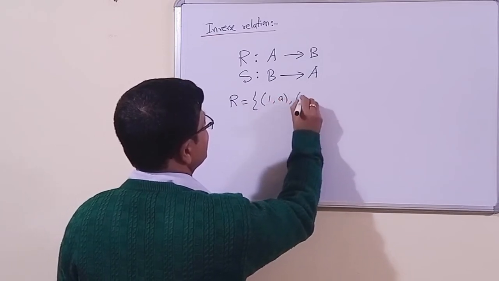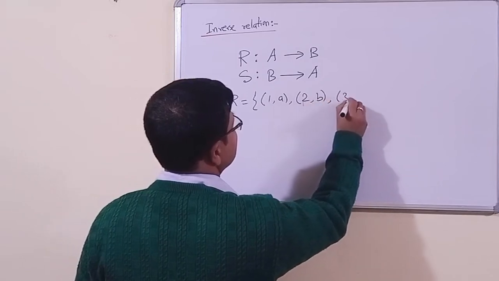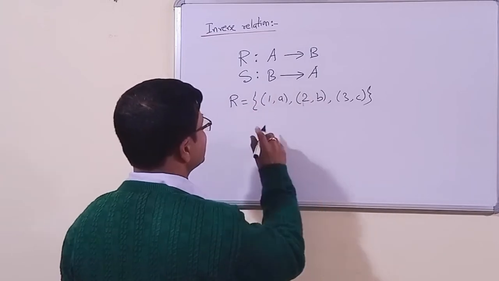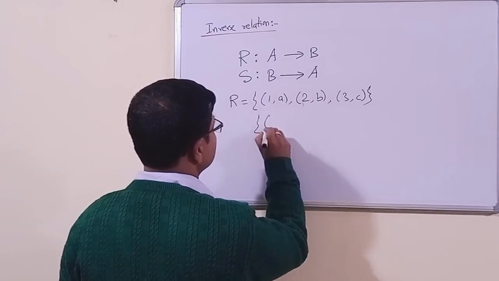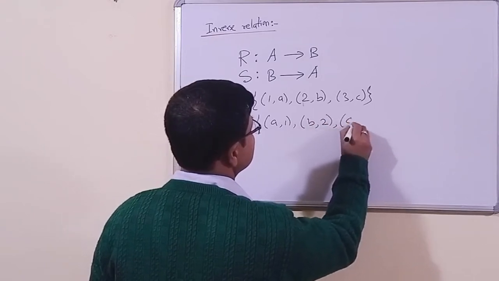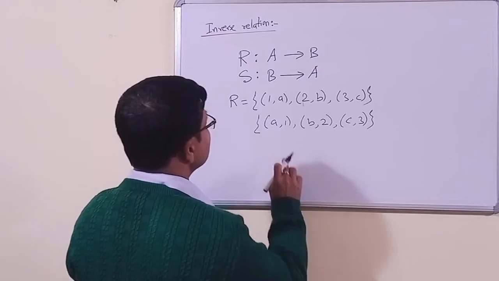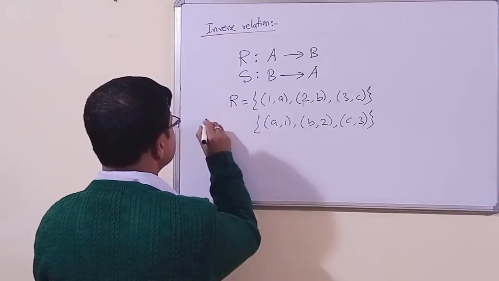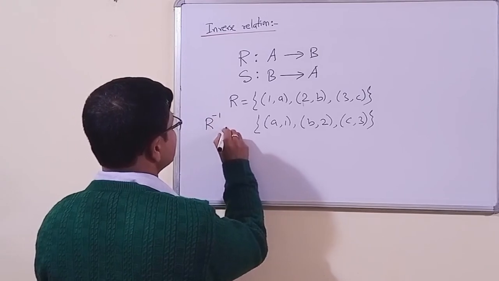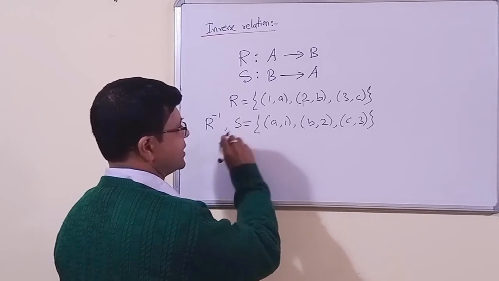Suppose we take a relation: (1, A), (2, B), (3, C). This is just an example. If we write it in reverse: (A, 1), (B, 2), (C, 3). We say that this is the inverse relation of the previous one. This is denoted by R inverse. Here we have denoted it by the symbol S.